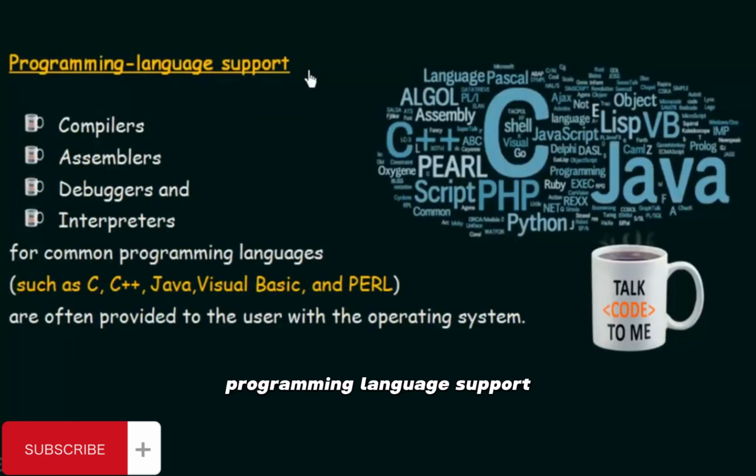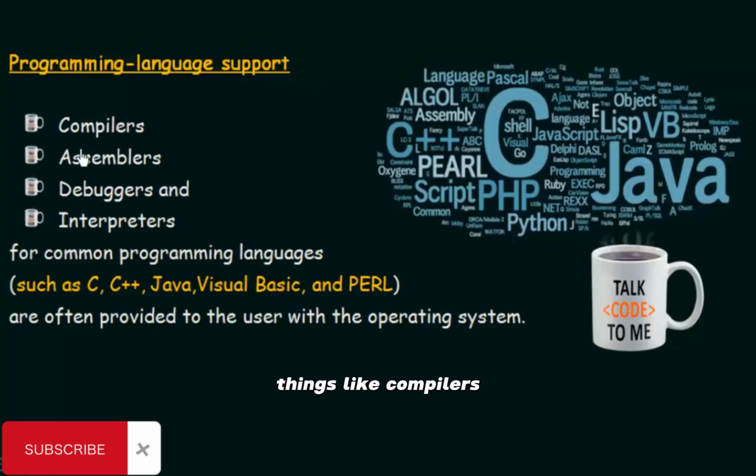The next one is programming language support. These are the system programs that provide you with programming language support. There are different programming languages like C, C++, Java, Visual Basic, Perl, and so on. Now your system may have to compile and run programs that are written in these different languages. So your system must have support for these programming languages, otherwise it will not be able to compile or run such programs. In order to give you this support, there are system programs that help in providing programming language support.